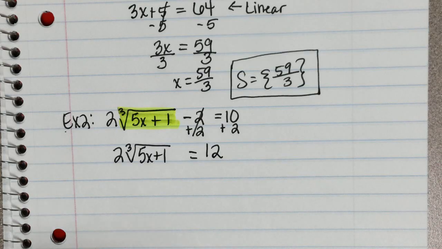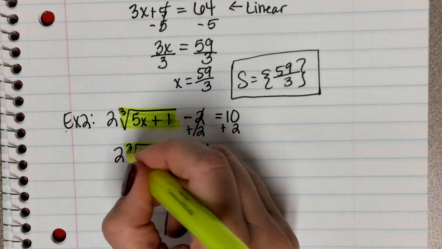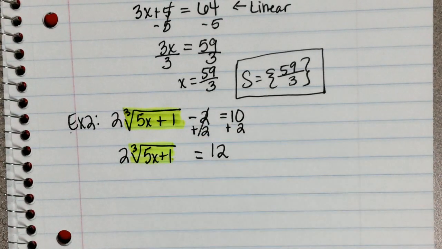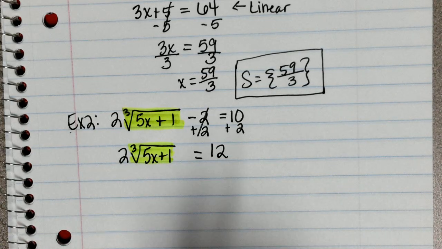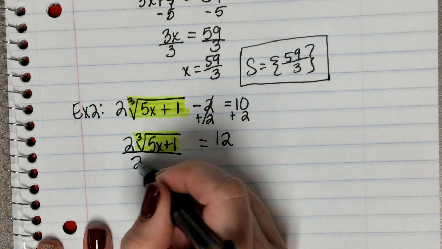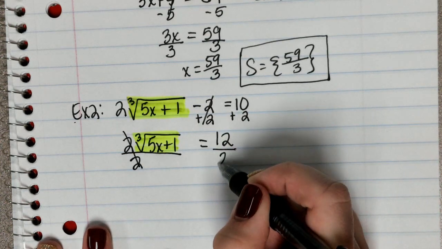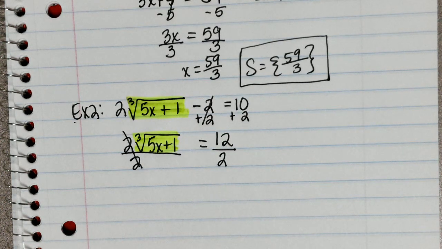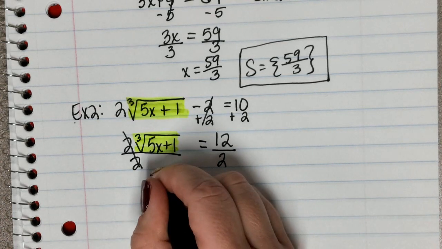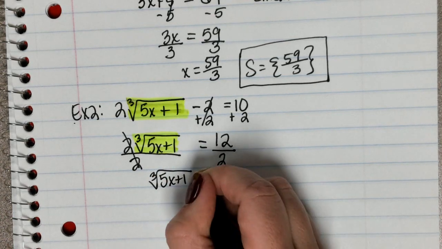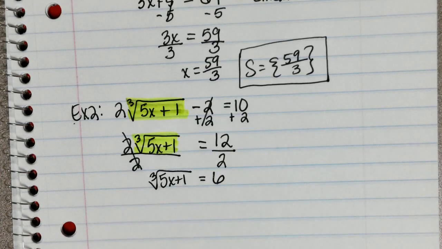Remember, I still don't have my cube root isolated. This is what I want by itself. That 2 in front is being multiplied, so we have to divide. This is all part of step 1, isolating the cube root. Now we have cube root of 5x plus 1 equals 6.